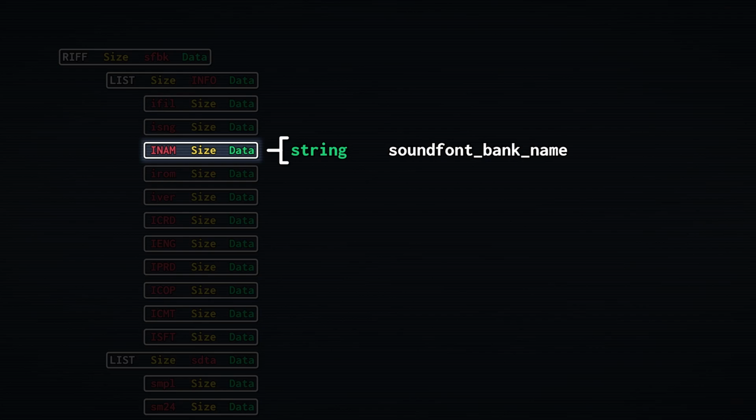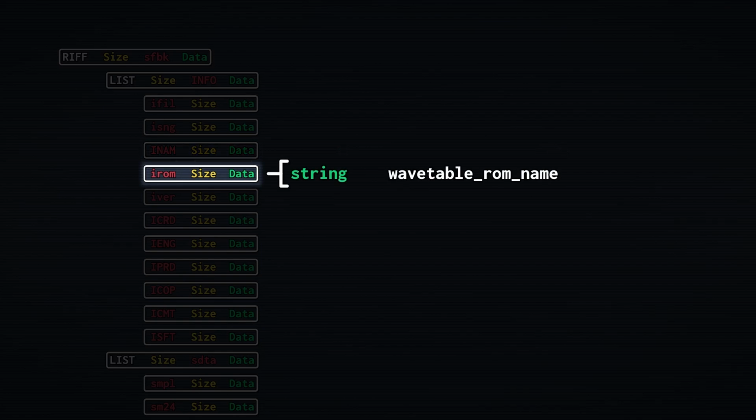For example, if your Soundfont supports general MIDI, which may be used to define instruments by a MIDI file, then this string may spell general MIDI. But of course it could use any other name. The iROM chunk contains a string with a ROM name. If I understand correctly, a separate ROM may be used for some samples. If so, this name can be used to identify that ROM. But again, we don't really care about this chunk.